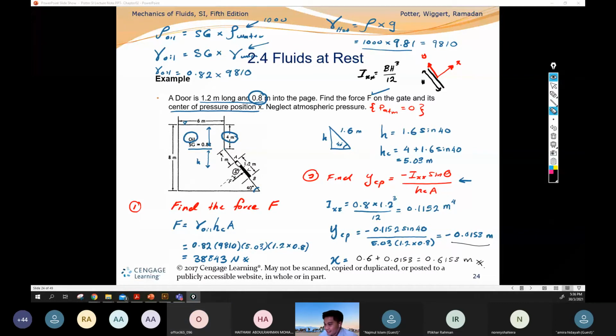This is the centroid, 0.6. It is at the center. You just add the YCP. It is just below the centroid. So now you know the value of X, the location of the force. Okay, doctor. Thank you. Thank you, Shafiq, for the good explanation. Welcome. Anyone, do you have any question?